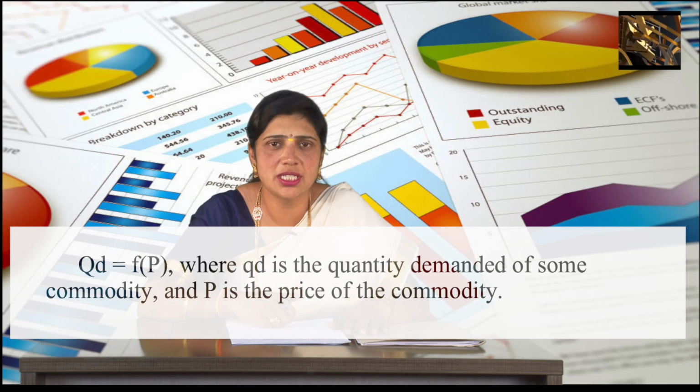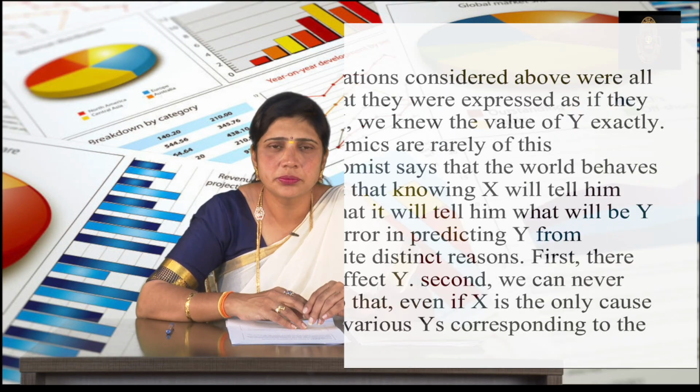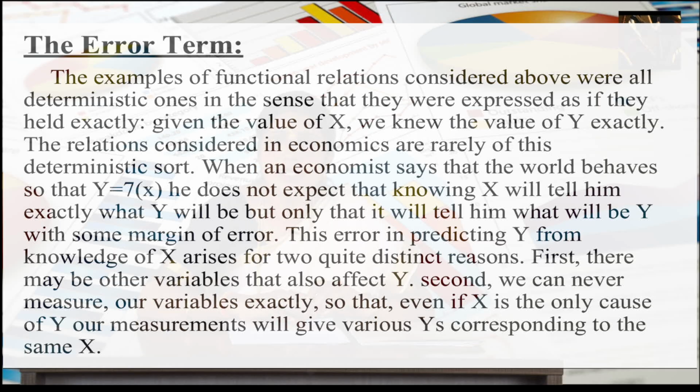where QD is the quantity demanded of some commodity and P is the price of the commodity. What is the concept of error term? The examples of functional relations considered were all deterministic ones, in the sense that they were expressed as if they held exactly given the value of x. We knew the value of y exactly.